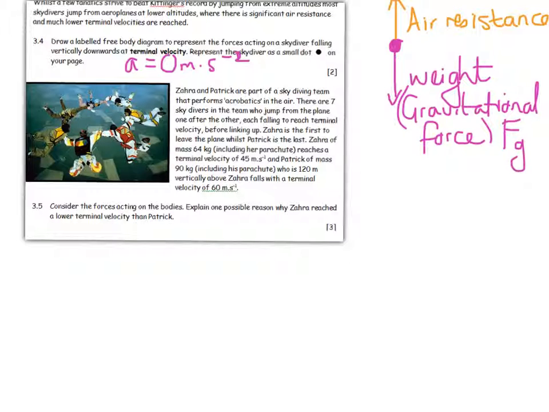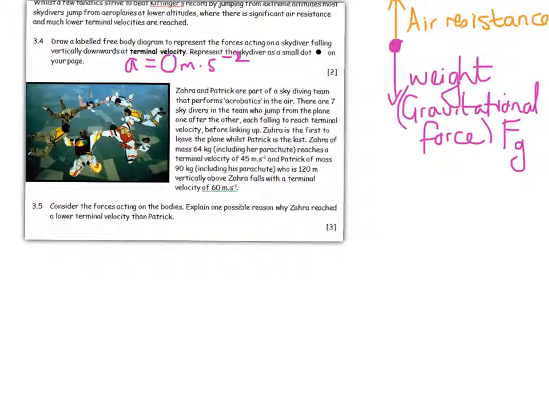Zara has a mass of 64 kilograms and she reaches a terminal velocity of 45 meters per second. And Patrick, with a mass of 90 kilograms, is going to start off 120 meters above Zara, but he reaches a terminal velocity of 60 meters per second. Consider the forces acting on those bodies and explain one possible reason why Zara reached a lower terminal velocity than Patrick. So you are going to come up with a whole lot of things.